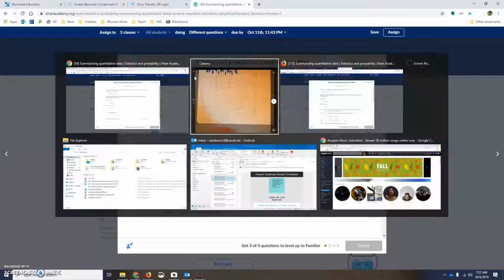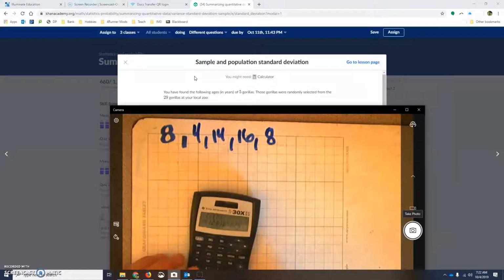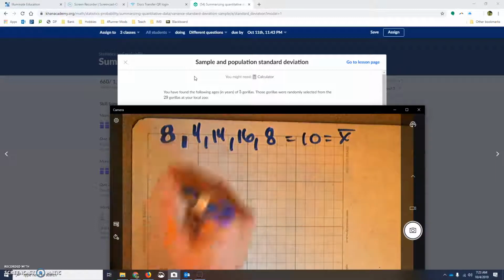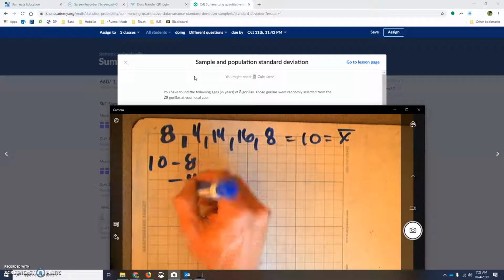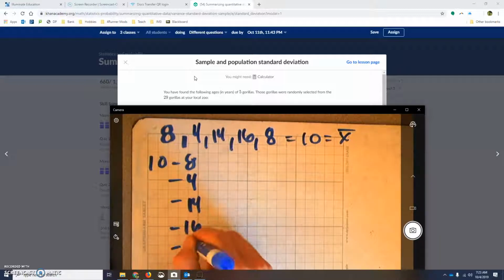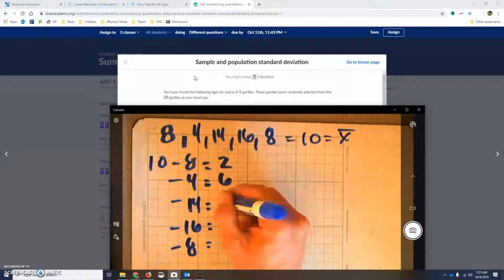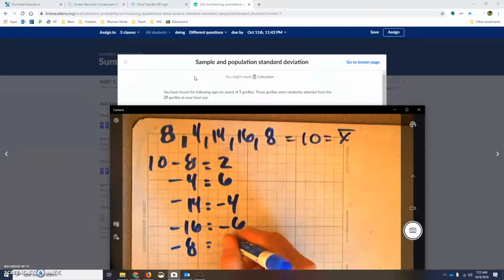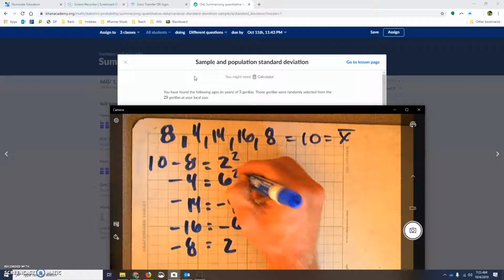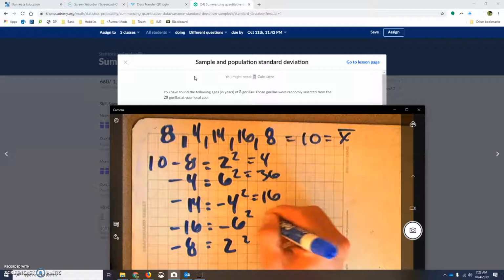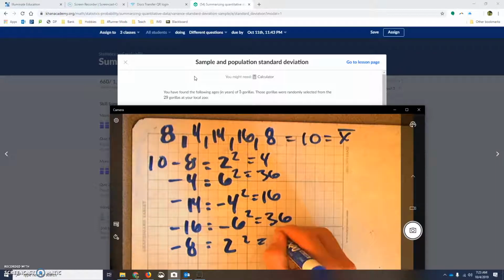So the first thing we have to do is find the average of those. So 8 plus 4 plus 14 plus 16 plus 8. That's 50. We divide by 5. Our average is 10. So we're going to do 10 minus all these numbers. 10 minus 8 is 2. 6, negative 4, negative 6, and 2. We're going to square all these numbers. And we get 4, 36, 16, 36 again, and 4.